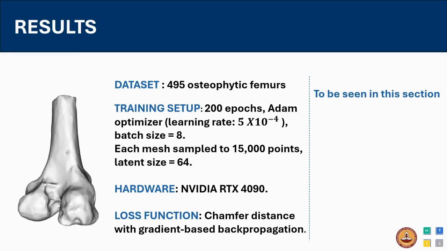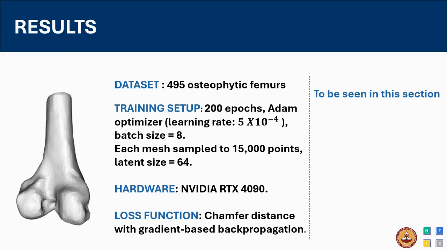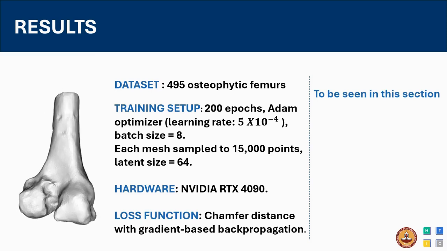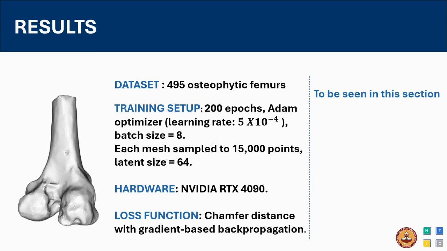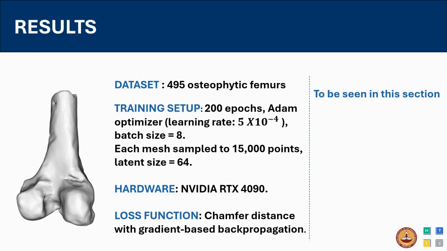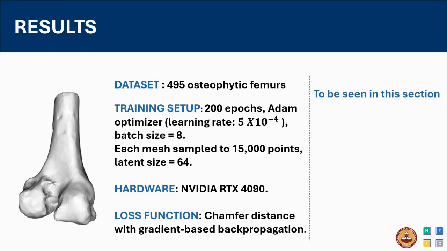Osteodeform was trained for 200 epochs using Adam Optimizer. Each mesh was randomly sampled to 15,000 points. Training was done on an RTX 4090 GPU, taking about 20 hours for the full dataset. The model runs through iterated deformation, optimizing its parameters using chamfer distance as its loss.